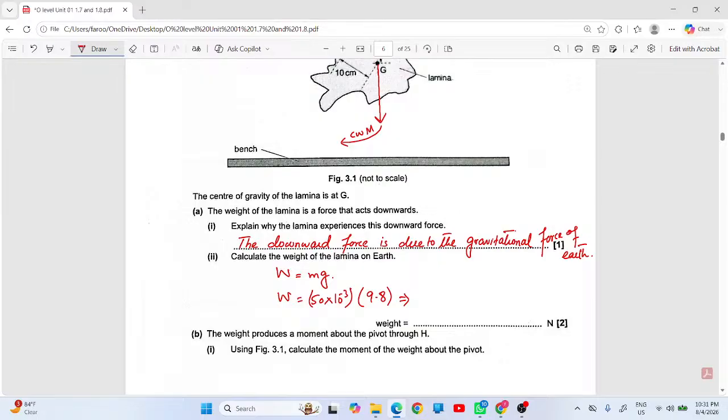50 multiplied by 10 raised to power minus 3 multiplied by g. g is 9.8.